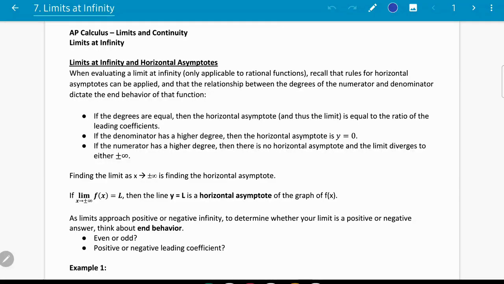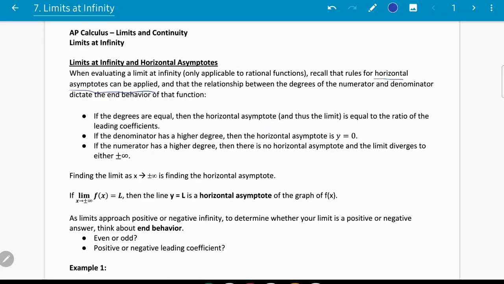So as we continue our study of limits and continuity, we're going to evaluate limits at infinity. When you're evaluating limits at infinity, and these are only applicable to rational functions, remember that your rules for horizontal asymptotes or your end behavior applies. If the degrees are equal, then the horizontal asymptote, and thus the limit, is equal to the ratio of the leading coefficients. If the denominator has a higher degree, then the horizontal asymptote is y equals 0.